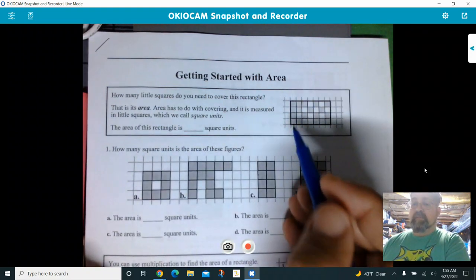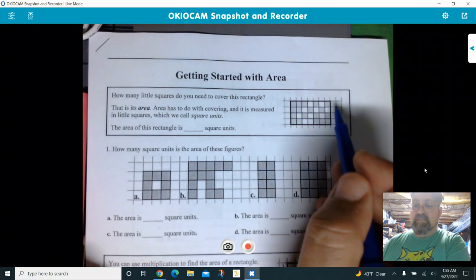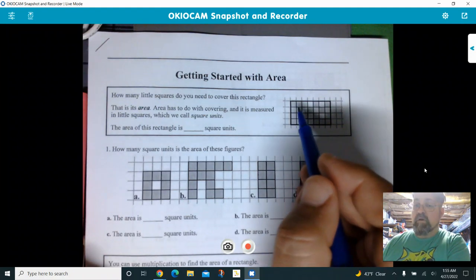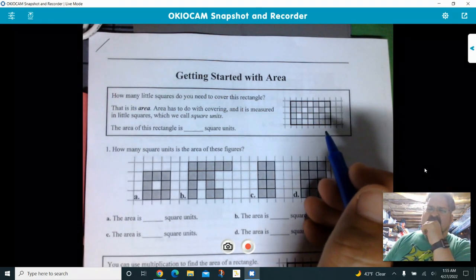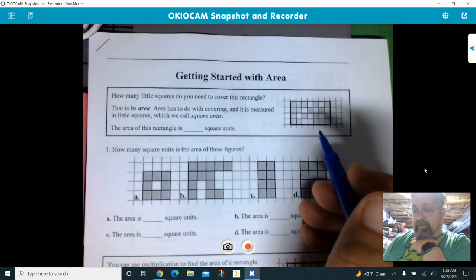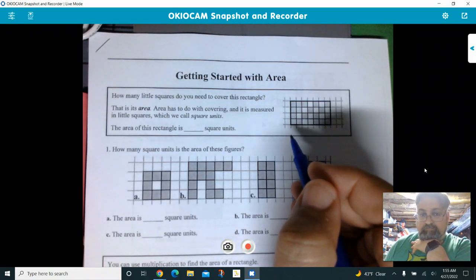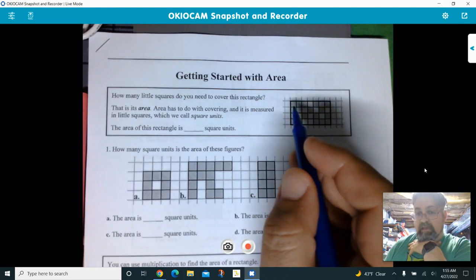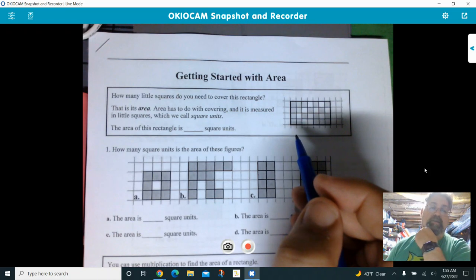Anyway, this bold outside line, that's the perimeter, the distance around. However, all the little squares inside that rectangle, those are the area, the surface area in the middle that gets covered over. Like if you were painting a wall, putting up wallpaper, or laying down carpet, how much of this would you cover? Okay.